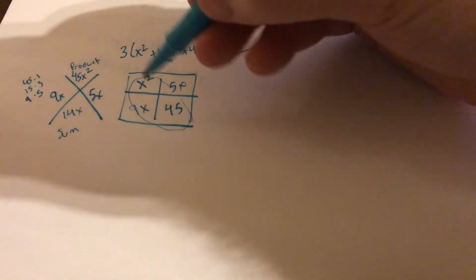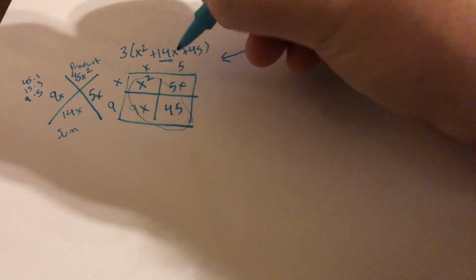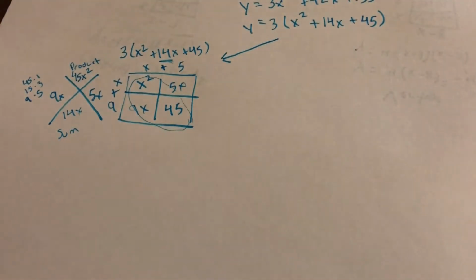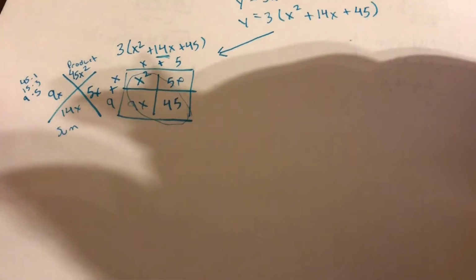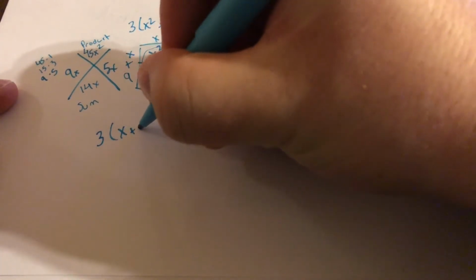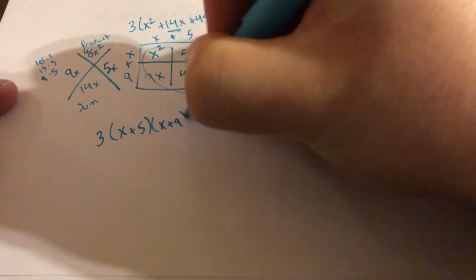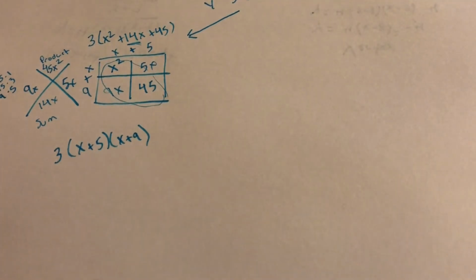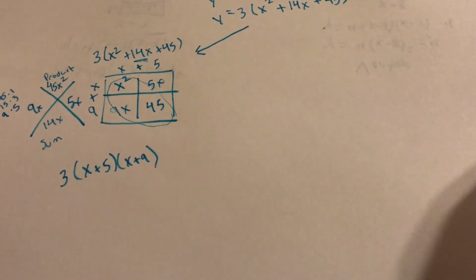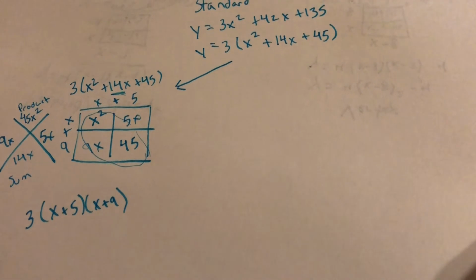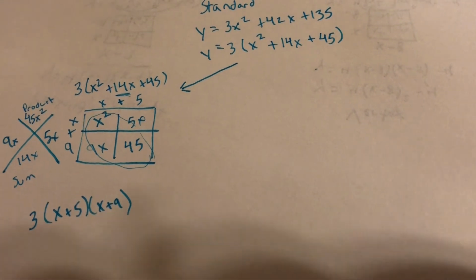We have to find the GCF between the rows and the columns. The GCF for this row is x, here it's 9, here it's x, and here it's 5. Okay? They happen to be positive here, but it's really important that you check the signs. If you don't check the signs, you might make a mistake that you'll regret. So now this gives us 3 times x plus 5 times x plus 9. That is our factored form. Okay? So far we've been able to convert the standard form to factored form.